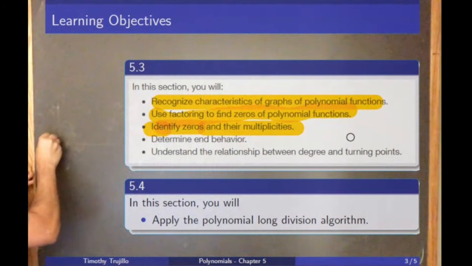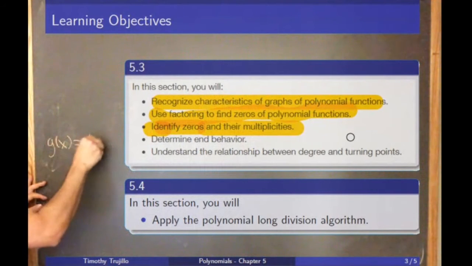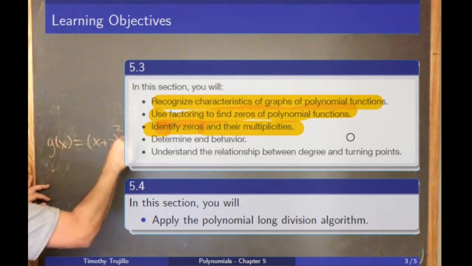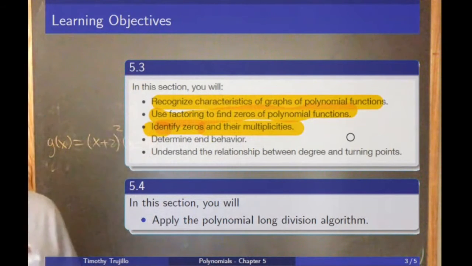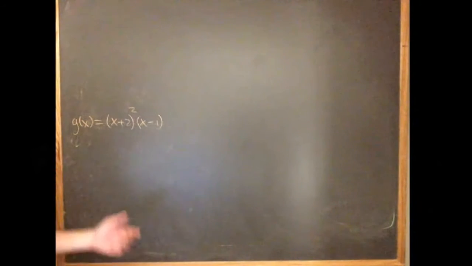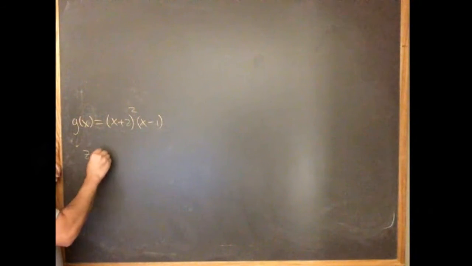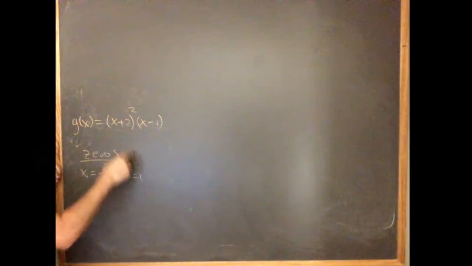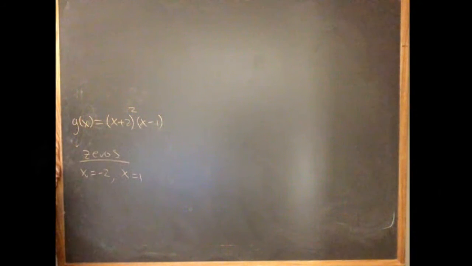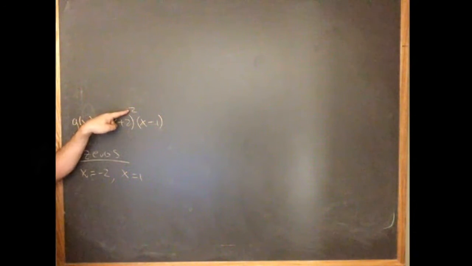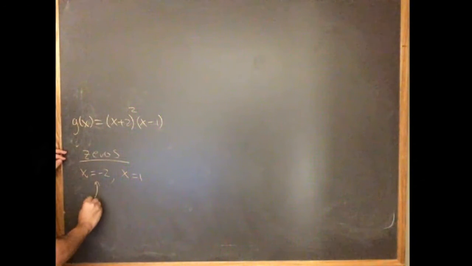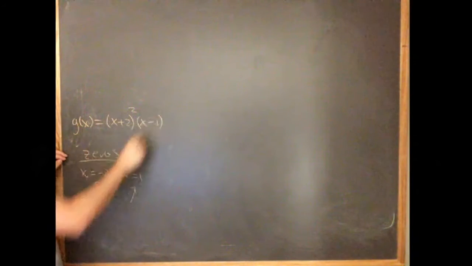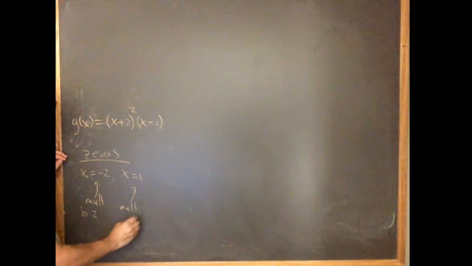So for example, if you had a polynomial of this form, then this polynomial would have two different zeros. There'd be a 0 at x equals -2, and there'd be a 0 at x equals 1. And you would be able to figure that out by setting these two factors equal to 0. However, you'll notice that this x plus 2 has an exponent of 2, and so we would say the multiplicity here is 2, and this one has an exponent of 1, so we say the multiplicity is 1.